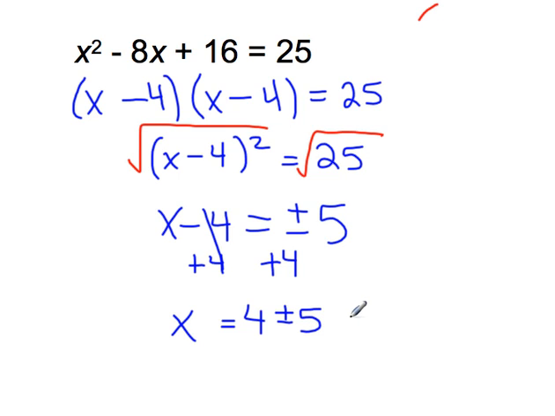That I can actually work out, so I'm going to go ahead and do both. I've got 4 plus 5 is 9. 4 minus 5 is negative 1. So those would be my two solutions for x.